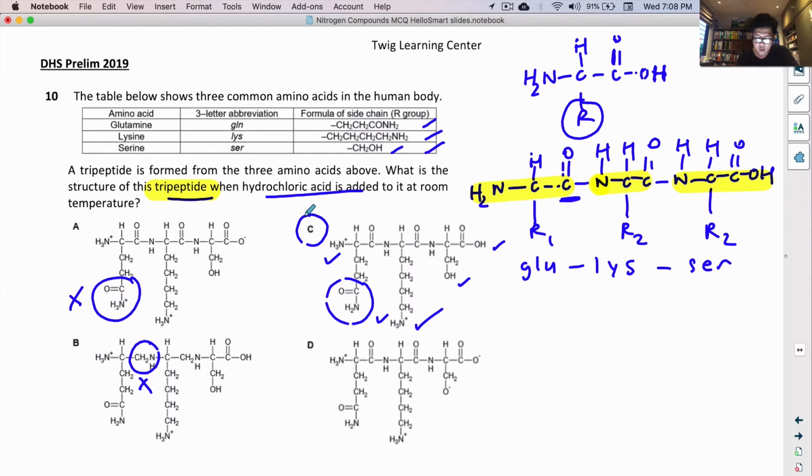Let's look at why D is marked wrong. The medium again is acidic, so this part is wrong. It won't be CO minus. And also, I'm not sure why the alcohol lost the H plus. So this is also totally wrong. That's how we do question 10.